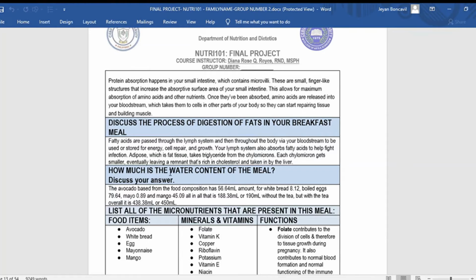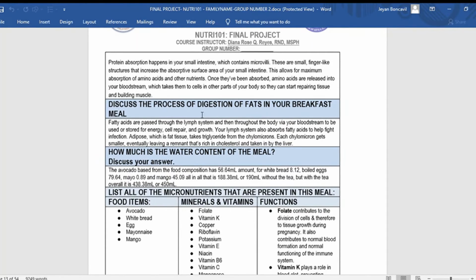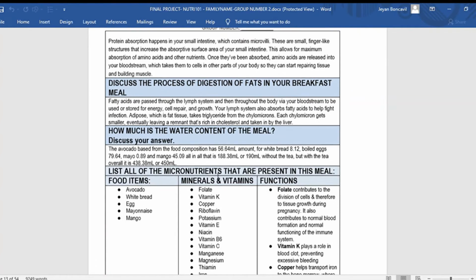So how much water content is in the meal? The avocado, based on the food composition table, has 56.64 ml, white bread 8.12, boiled eggs 79.64, mayo 0.89, and mango 45.09. So all in all, that's 188.38 ml, or we round it up to 190 without the drink or the tea. But with the beverage, overall it's 438.38 ml or 450 ml.